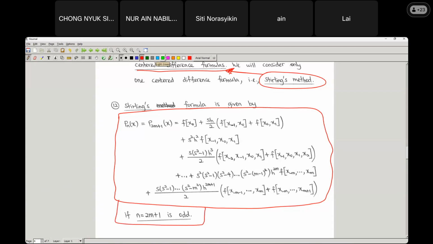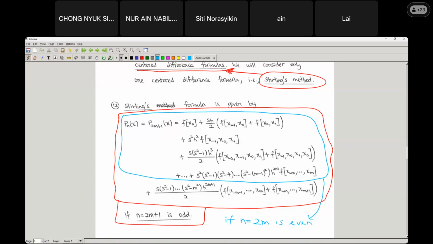what color should I use? So maybe I use this blue. Okay, now if n equals 2m plus 1, that means it is odd, so 2m is even. So if n equals 2m, which is even, that means we delete the last line, so we only consider the one in the blue box. So you delete the last line. This is for n is even. Take a note, okay, guys?